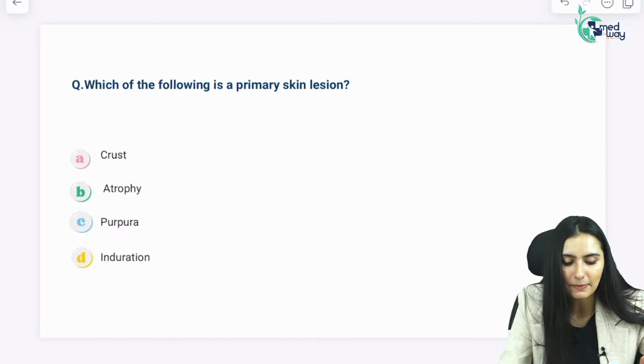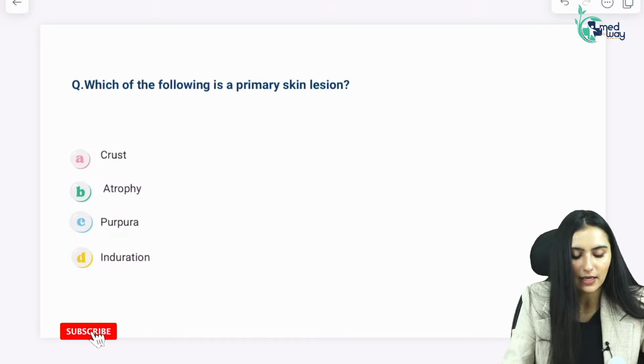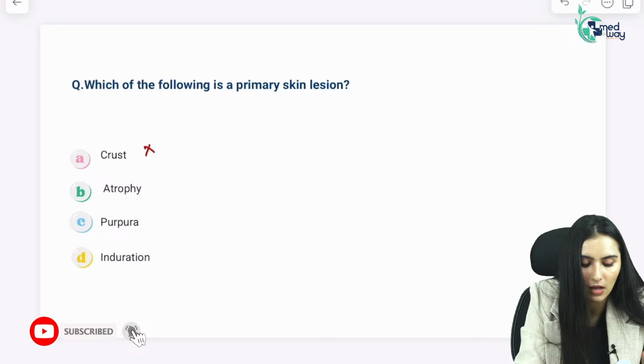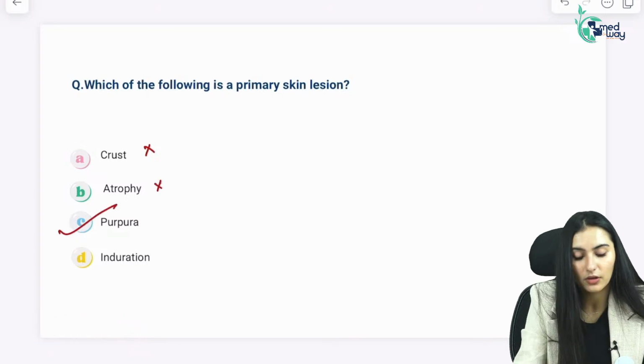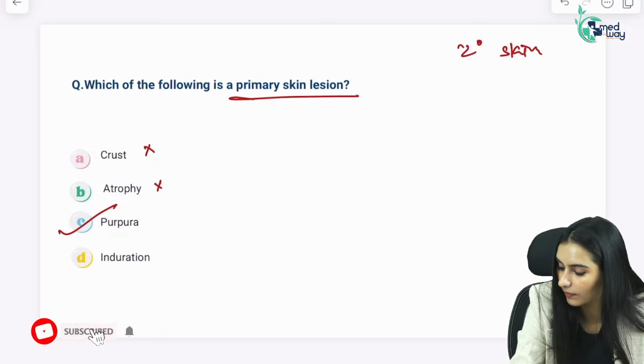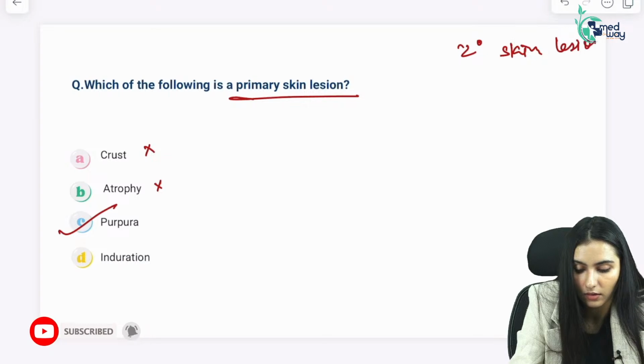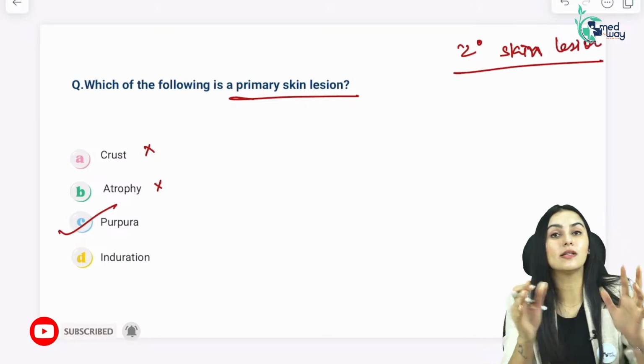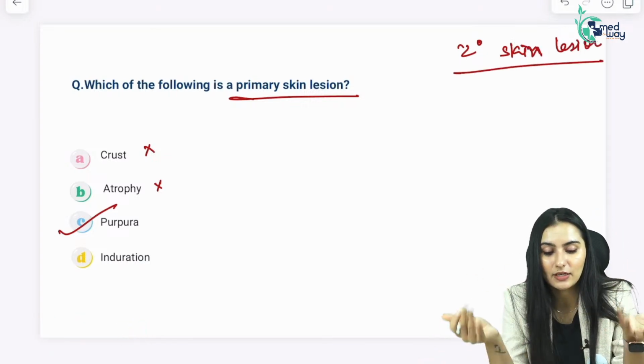Which of the following is a primary skin lesion? Crust is not a primary skin lesion. Atrophy is not a primary skin lesion. Purpura is a primary skin lesion. What is a primary skin lesion and what is a secondary skin lesion?